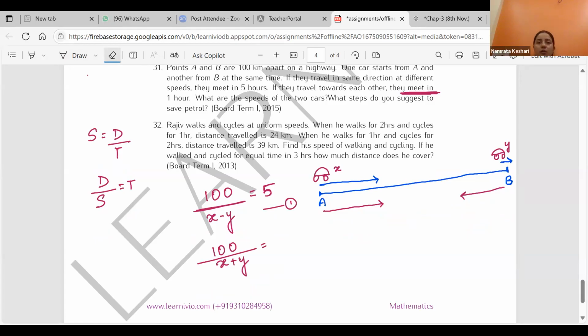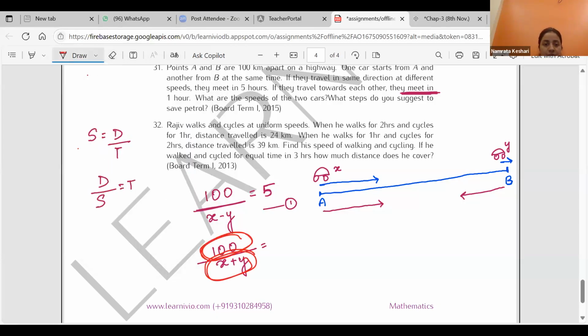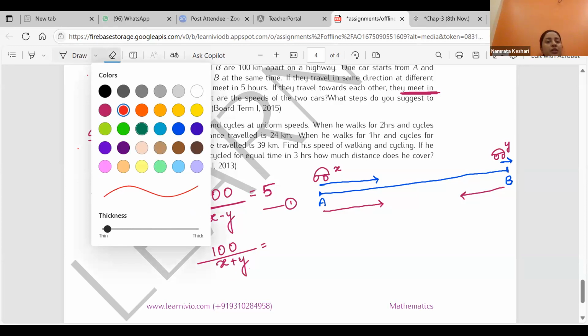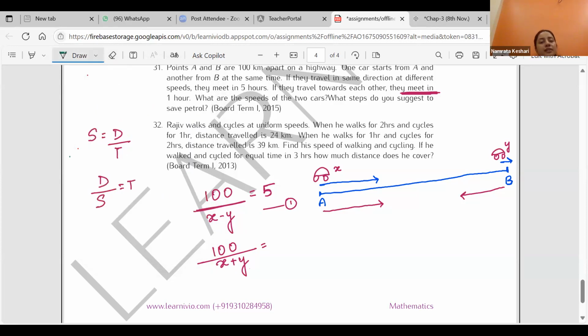100. So we are taking total distance over the resultant speed which will work for both of them to meet each other. And that is x plus y will work over here. x plus y will work to cover this 100. Making sense? Relative speed logic we need to use over here. Yes, it is the first time you are seeing it. Just keep in mind that this way also we solve questions.